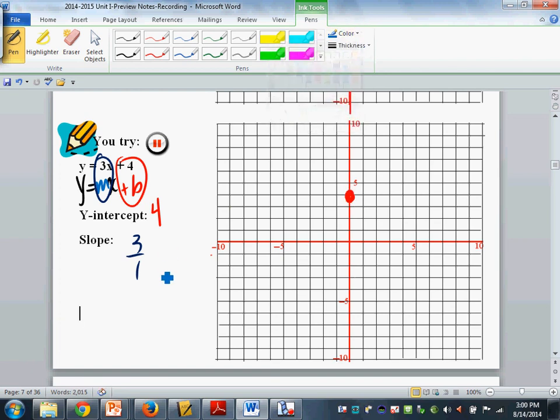We know our line's going to be positive this time because it's going up from left to right. So we're going to go up 3 and over 1. You could also go down 3 and over 1 this way. And there's your line.